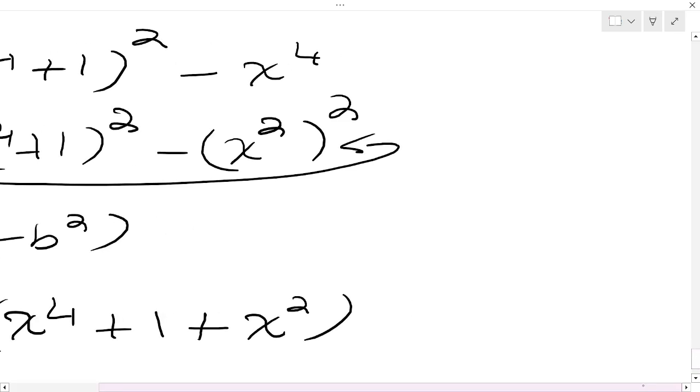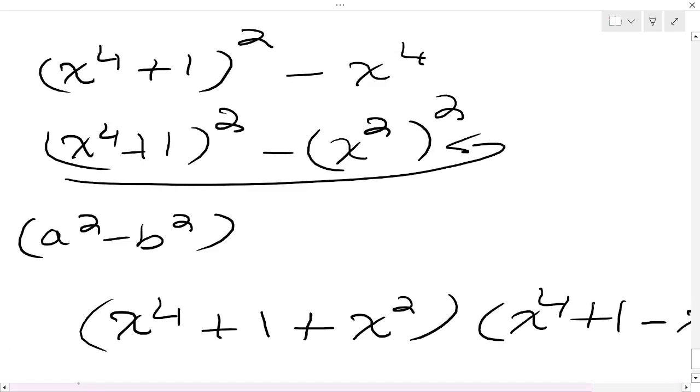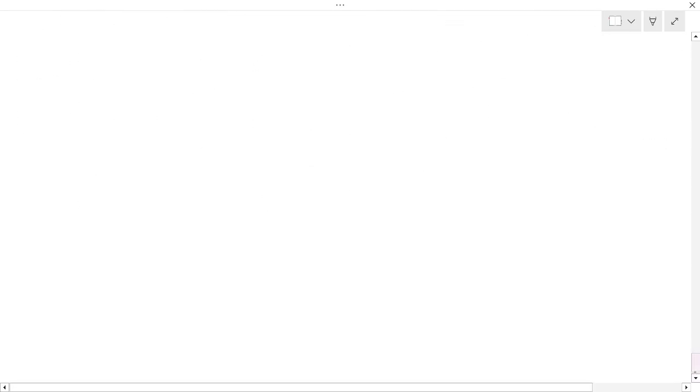Then what we will write? We will write a, which is x^4+1, and it will be subtracted from x^2 this time. So this is our final answer of question number 15. And why did I write this instead of a^2 - b^2? So a^2 - b^2 is equal to (a+b) multiplied with (a-b). That is why I converted this into the simplest form. Now let's move on to question number 16.